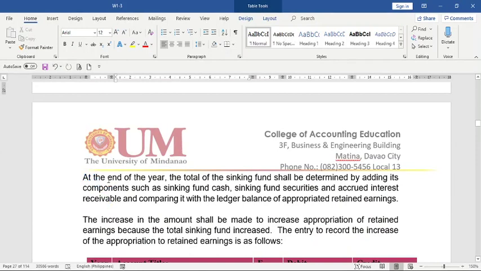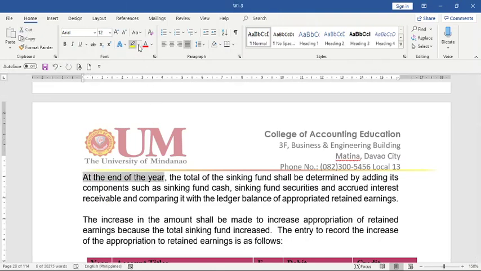At the end of the year, the total of the sinking fund shall be determined by adding its components. So you add the sinking fund cash, the sinking fund securities, and including your accrued interest receivable. Kasi ito, makalimutan ng students, no? So you need to add sinking fund cash, sinking fund securities, accrued interest receivable.